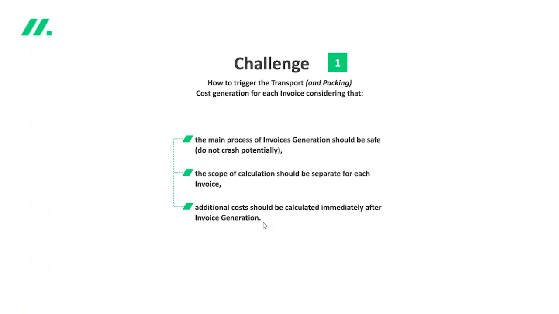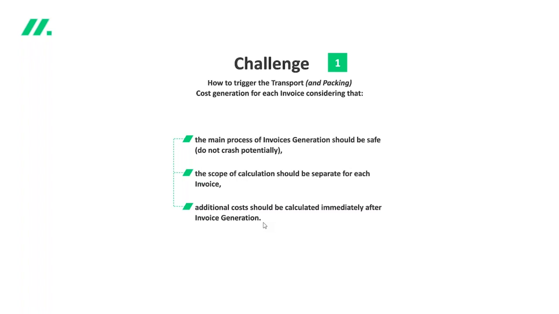Because if we generate costs, we need to do some standard method calls like update for the invoice entry business object. And this may also fail. There may be business logic exceptions, and we need to handle this as well. And this should not break the whole process of invoice generation. So that's the one thing.